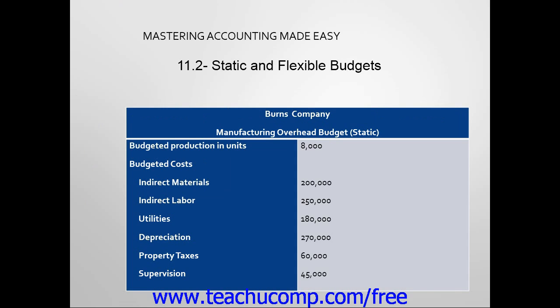In contrast to a static budget, which is based on one level of activity, a flexible budget projects data for various levels of activity. In essence, the flexible budget is a series of static budgets at different levels of activity. In our example, we have a manufacturing overhead budget that is static. If we wanted to make this budget flexible, we would show different levels of activity.